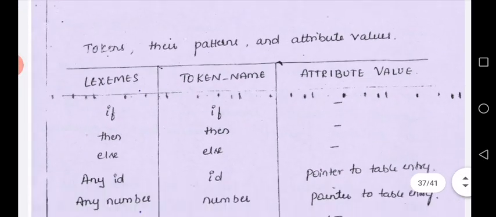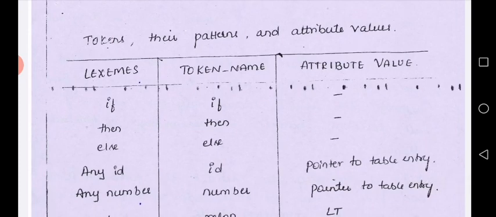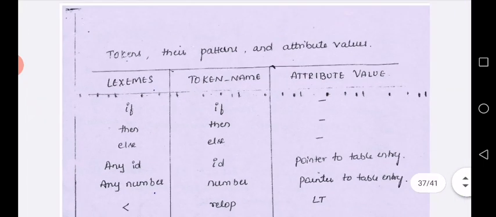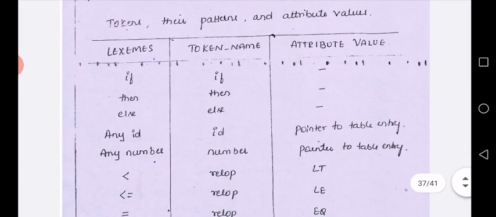Here the token, their pattern and attribute value are mentioned. There are 3 columns. Don't get confused: the first column is lexemes, the second column is the token name, and then the attribute value. Why are we mentioning the attribute value? If the same value is used more than once in a single statement, we need to identify which one is used first and which one is used next. For that we use the attribute values.